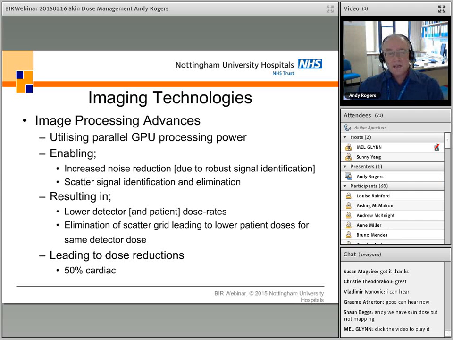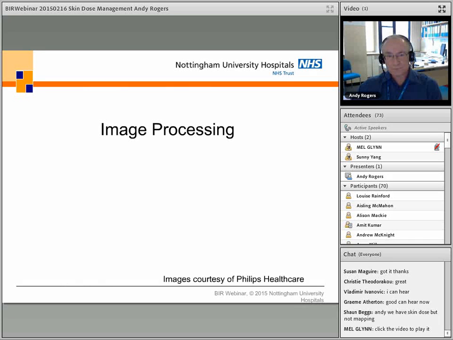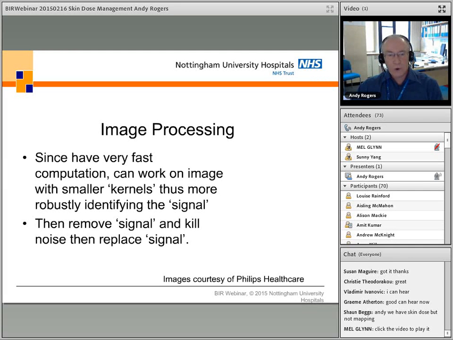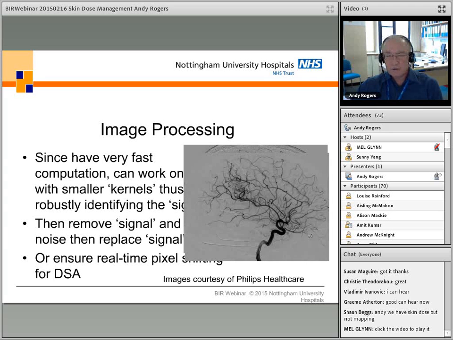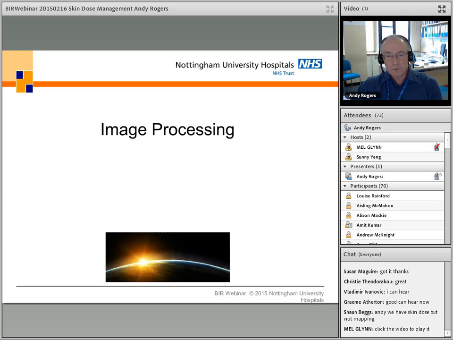But we're looking at the image processing itself having the ability to reduce doses by about 50% in cardiac, by about 85% in neuro and more stationary objects. The amount of dose reduction here is limited by the amount of movement you have in your image. So what we're seeing is we can identify the signal, pull it out, and then absolutely kill the noise and then put the signal back, and real-time pixel shifting. And here's a picture of not such a beautiful neuro and then a beautiful neuro. But I'm sure all the manufacturers now are developing their own image processing pipelines.